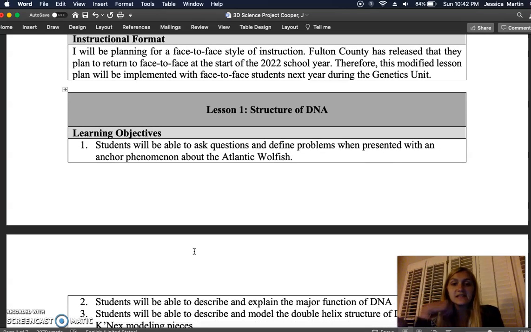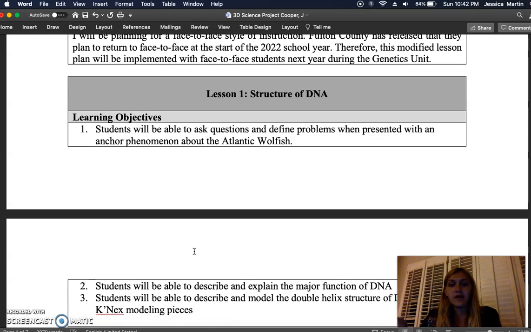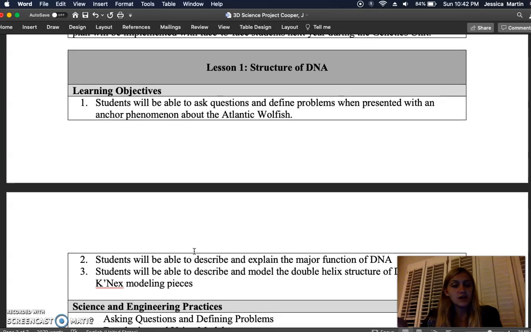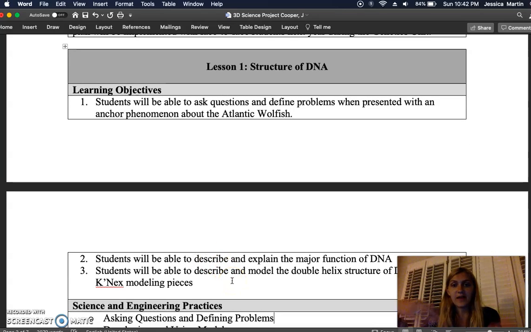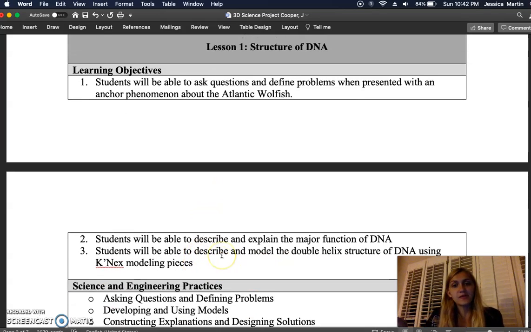All right, so my first lesson is looking at the structure of DNA. But first, the students are going to be introduced to the anchor phenomenon of the Atlantic wolffish. The students are going to be asked to define problems about their living environment. And then the students are going to start to learn about the structure and function of DNA, and they're going to do that through Kinex modeling pieces. They're going to build a model of DNA, and that's how they're going to study the structure and function.